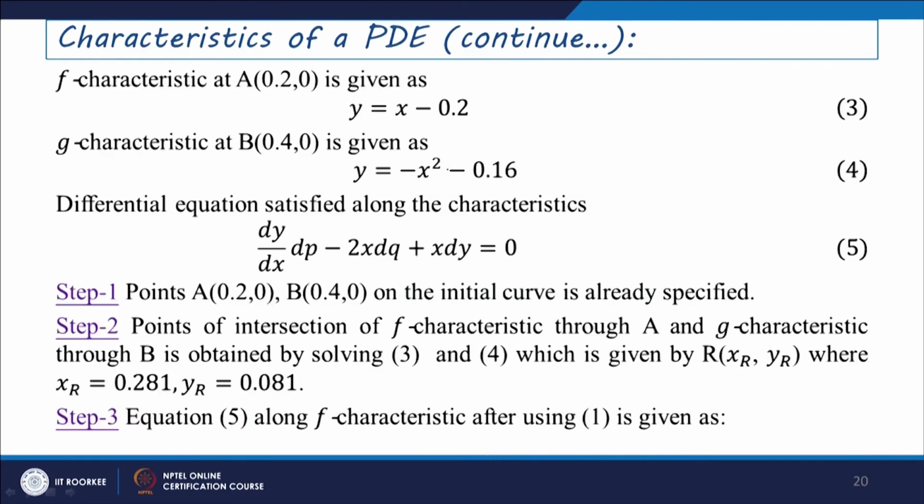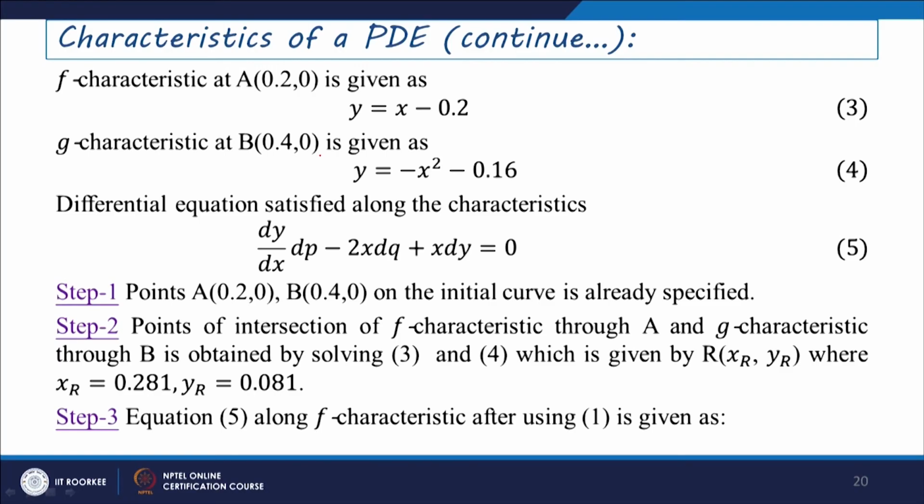So, if the point is varying from 0.4 to 0 here, y equals minus x square minus this 0.4 whole square, that is nothing but 0.16 here. Since this differential equation is satisfied along this characteristic, we can write this as dy by dx into dp minus 2x dq plus x dy equals 0.